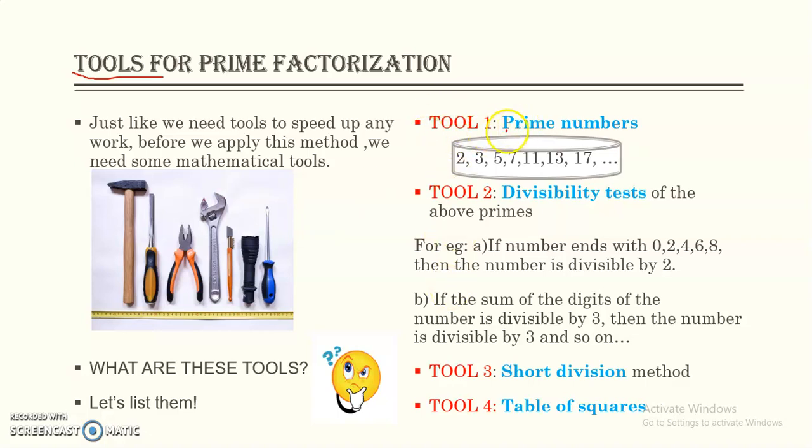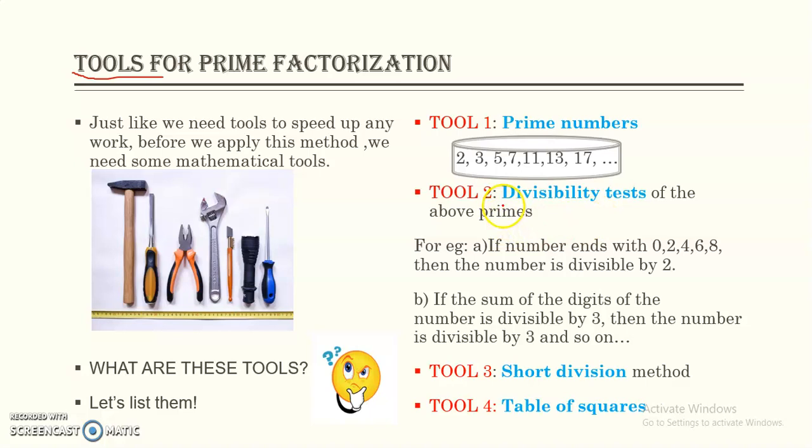Tool 1. Prime numbers. You need to know the prime numbers between 1 and 100, which are around 25 or even more. At least a few of them would be very helpful in doing this method. 2, 3, 5, 7, 11, 13 and 17 are some of these numbers.